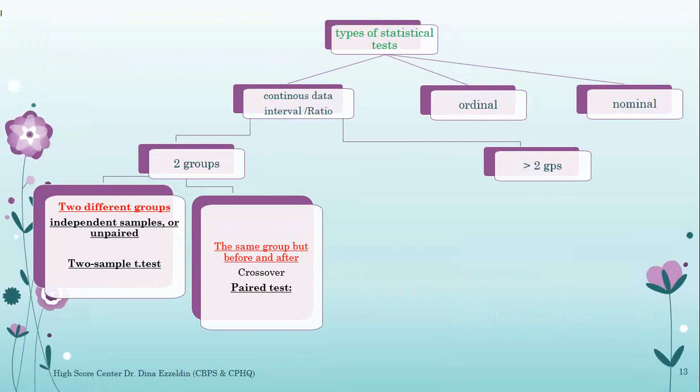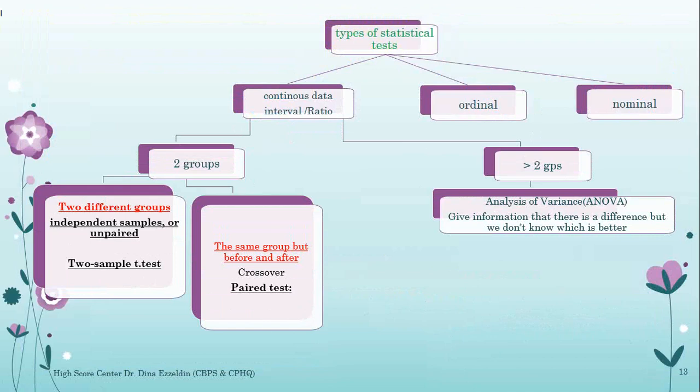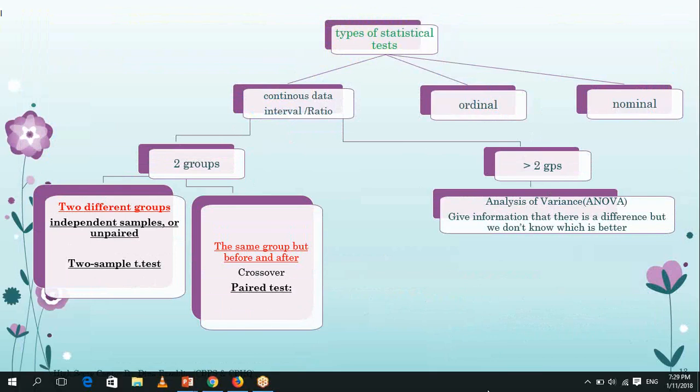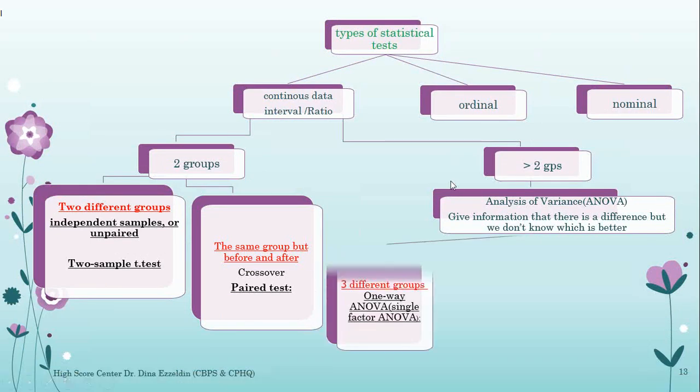If it's continuous data, normally distributed, but more than two groups, we need to use analysis of variance, which is the ANOVA test. If there are three different groups, meaning drug A for the first group, drug B for the second group, and drug C for the third group, we will use one-way ANOVA, which is also called single-factor ANOVA.